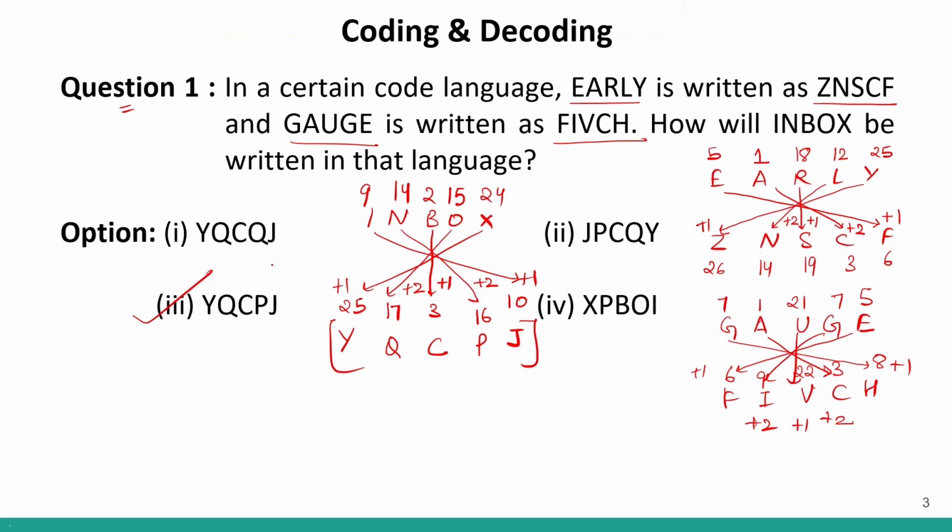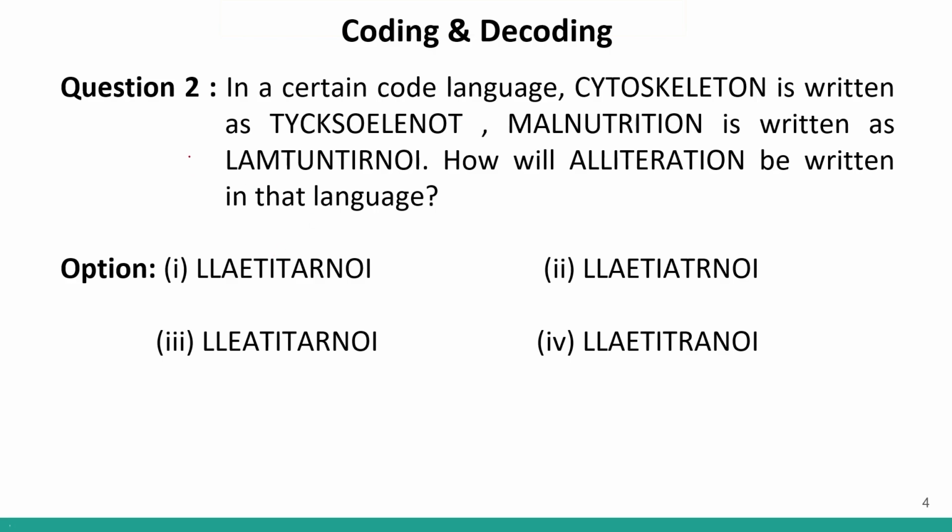Clear? Moving on to question number 2. We have the word CYTOSKELETON, which is coded like this, and MALNUTRITION, which is coded like this. Now when I look at the words, I can see that they are the same alphabets, just rearranged differently. So maybe the concept of forward rank and backward rank is not involved, but the concept of rearrangement is involved. That means the alphabets are arranged in a certain pattern.